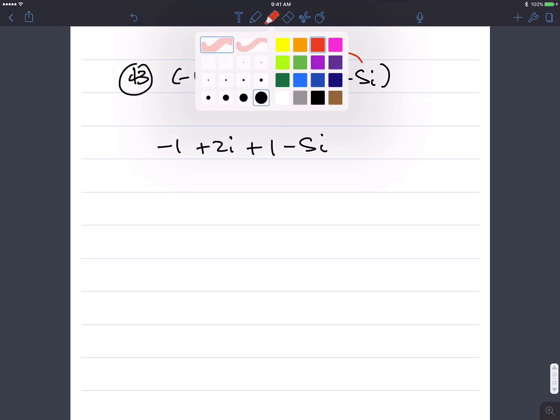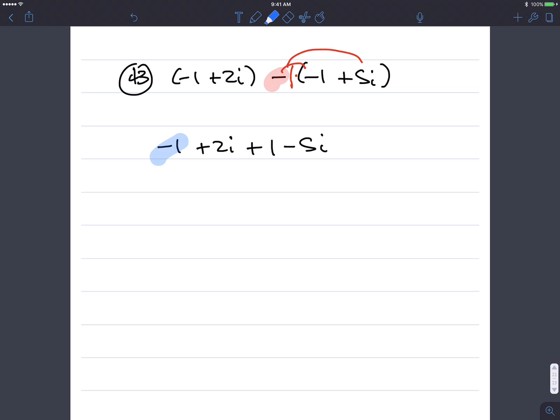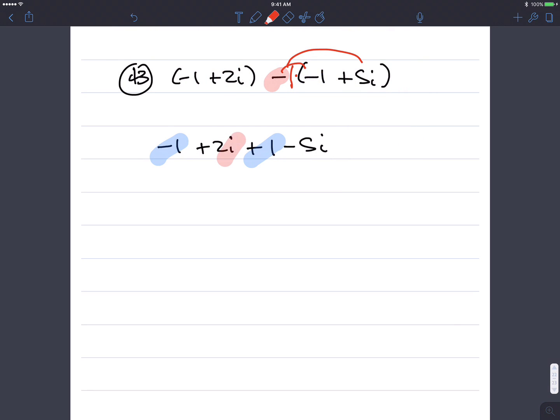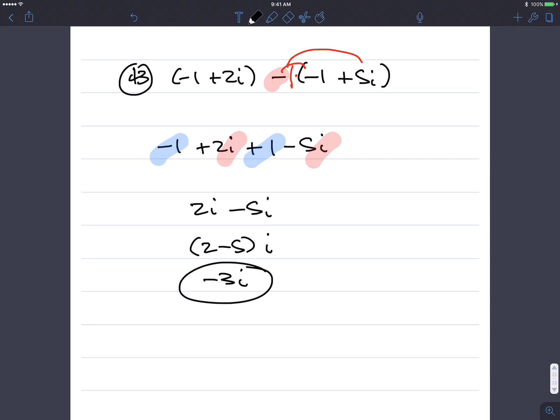Let's identify the terms that are like. Negative 1, positive 1 will add up to 0. Those two terms are like. We have a 2i and a negative 5i. So 2i minus 5i, we can say is 2 minus 5i, which is negative 3i. And you're done.